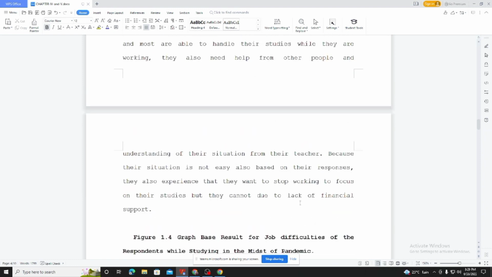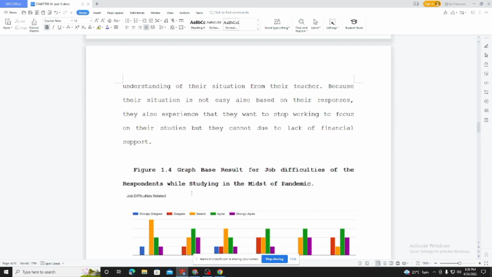They also need help from other people and understanding of their situation from their teacher. Because their situation is not easy, also based on their response, they also experience that they want to stop working to focus on their study, but they cannot do due to the lack of finance support. Sunod naman po sa point 1.4.